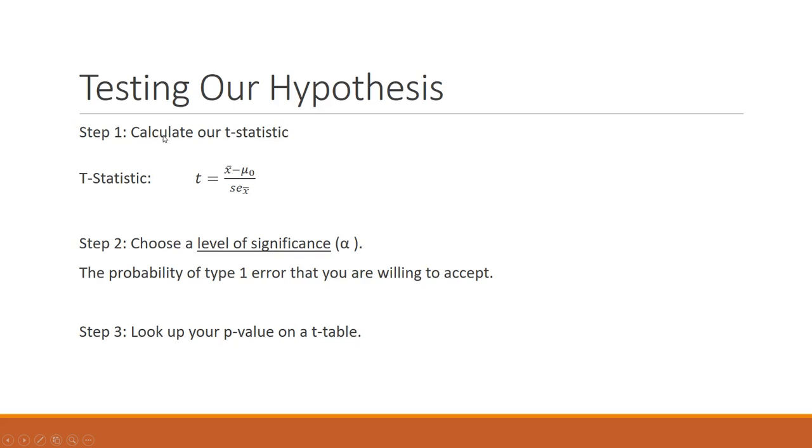So step one, we calculate our t-statistic. We use our sample mean minus the mean based on the null hypothesis, divided by the standard error. Step two, we choose a level of significance. We choose an alpha. We choose the probability of type 1 error that we're willing to accept. Normally, in our actual analysis, alpha will be either 0.1, 0.05, or 0.01. I'll show that more later.